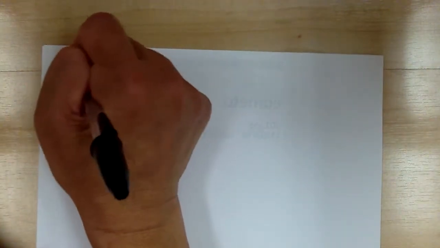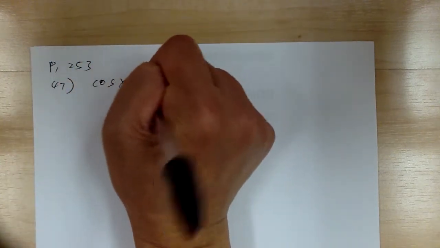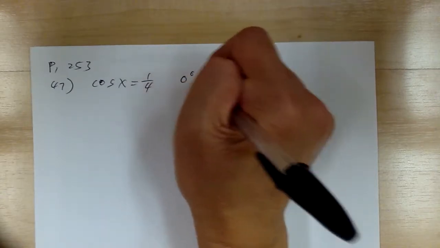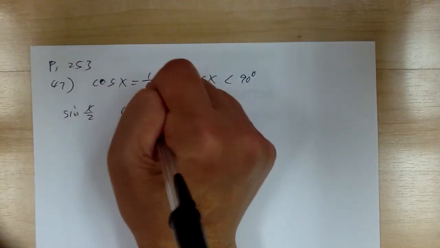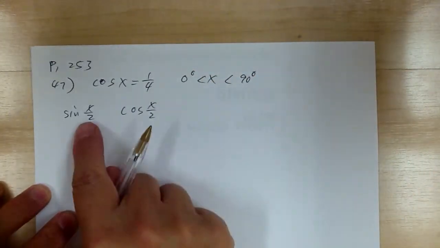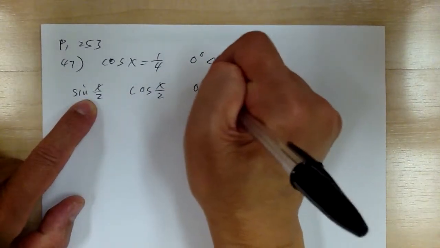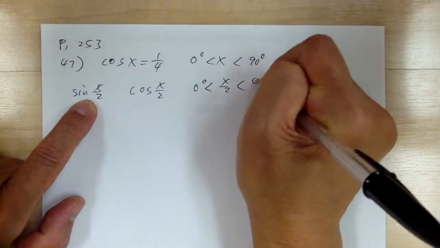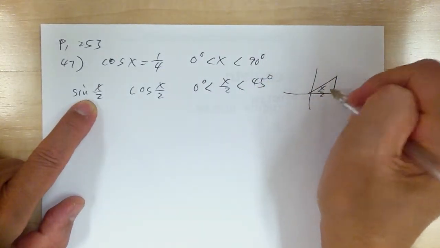Okay, page 253, number 47. You have cosine x equal to 1 over 4, with x between 0 and 90 degrees. So you're looking for sine of x over 2 and cosine of x over 2. For this one, you have to figure out what quadrant this is. You have to divide this by 2. So you know that x over 2 is going to be in quadrant 1.